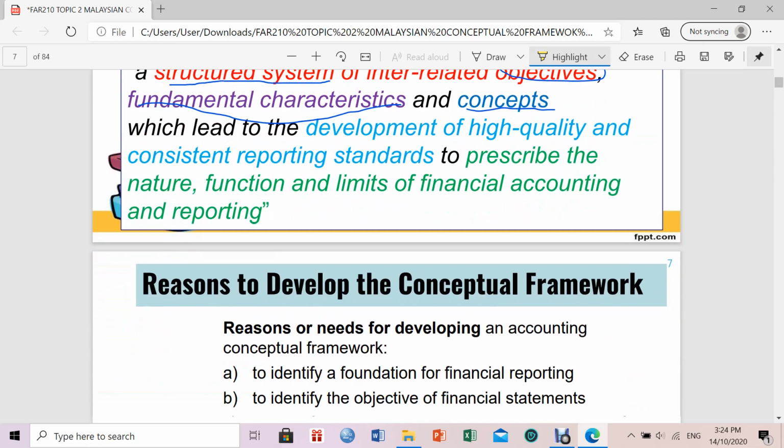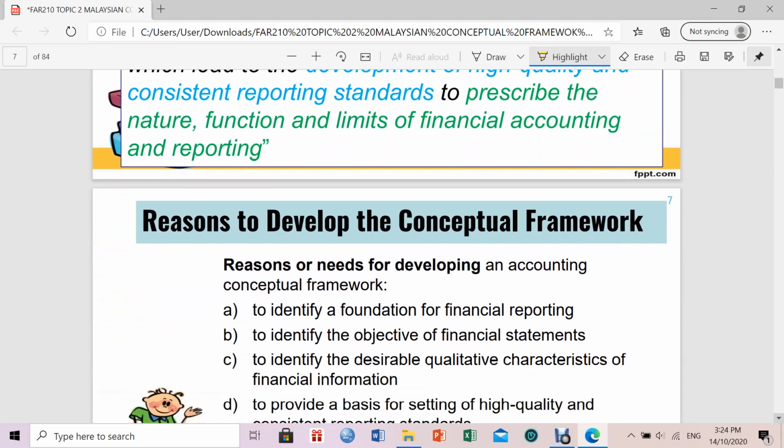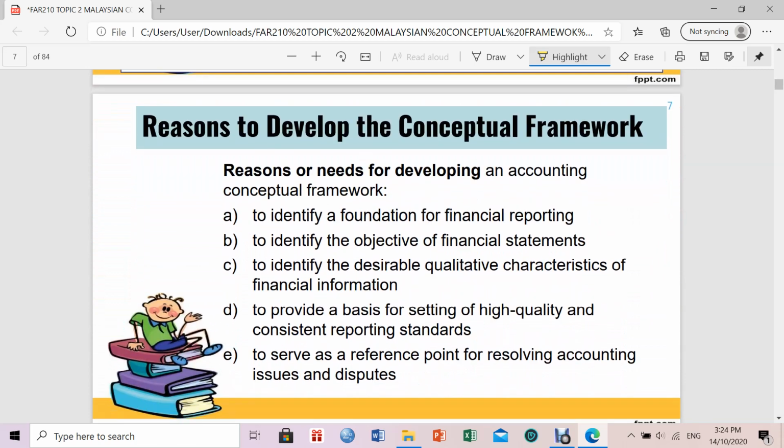So now we want to discuss the reasons for developing a conceptual framework. This is among the favorite questions for the test, I mean, for the previous one. It could be asked again or maybe not, but it is important for us to know what are the reasons to develop the conceptual framework. Basically there are five.